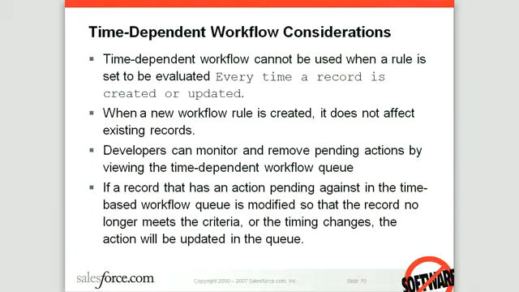This is a long-winded way of saying what I just said. If a record that has an action pending against it in the time-based workflow queue is modified so that the record no longer meets the criteria, the action will be updated in the queue. I'm not sure what they mean by the timing changes, but by updated in the queue, in other words, we're going to remove it from the queue. It's no longer meeting the requirements of the queue.